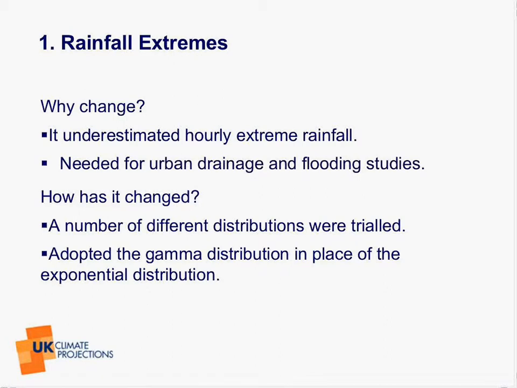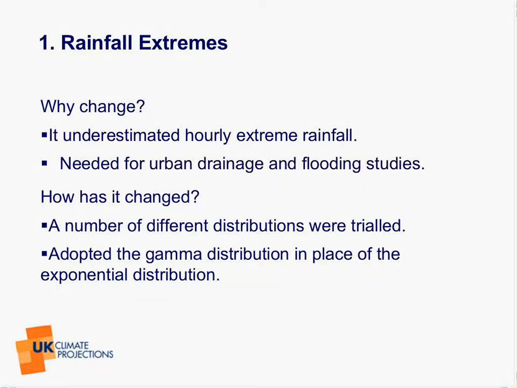After the launch of UKCP09, it was discovered that the weather generator was underestimating hourly extreme rainfall. The urban drainage modelers who used the hourly data found that it was regularly underestimating the extremes when they looked at anything above a 5-year return period. This was because a simplified rainfall model had been used to make it as robust as possible.